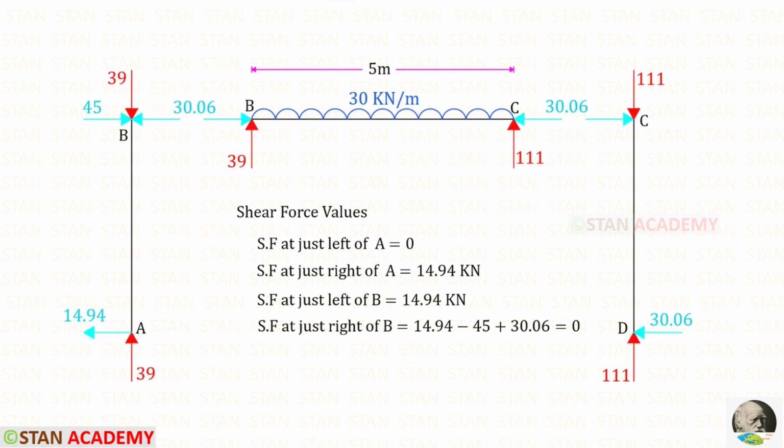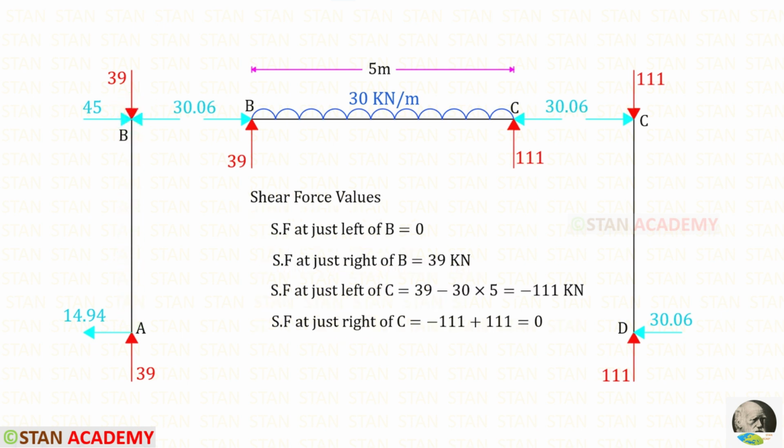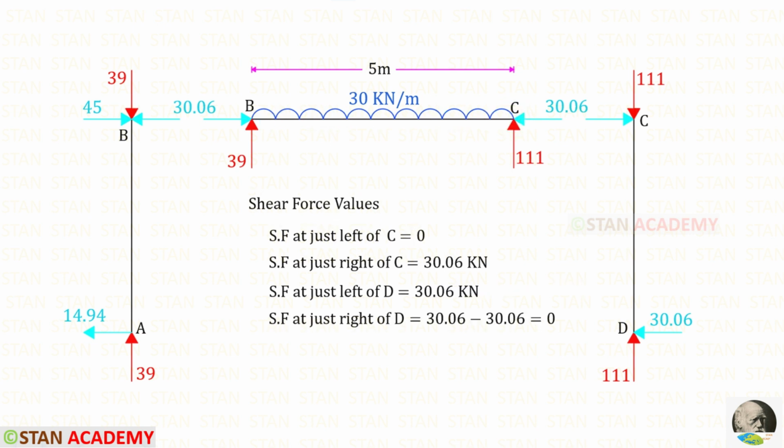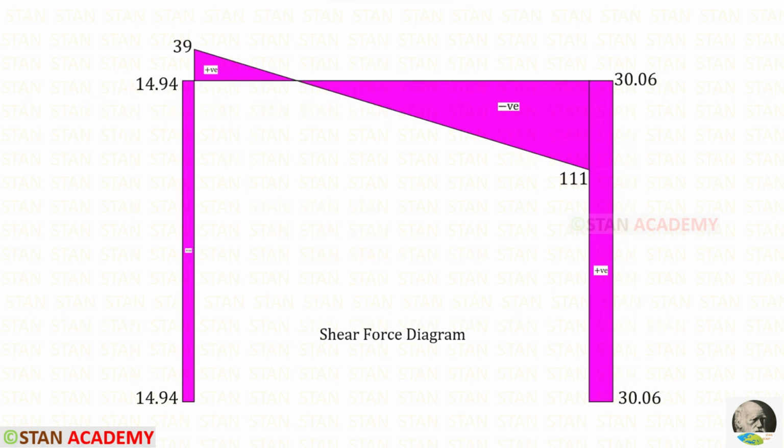To draw the shear force diagram, with only the reactions and loads, we can draw the free body diagram and find the shear force values. These are the shear force values for the column AB. These are the shear force values for the beam BC. And these are the shear force values for the column CD. Here you can see the shear force diagram.